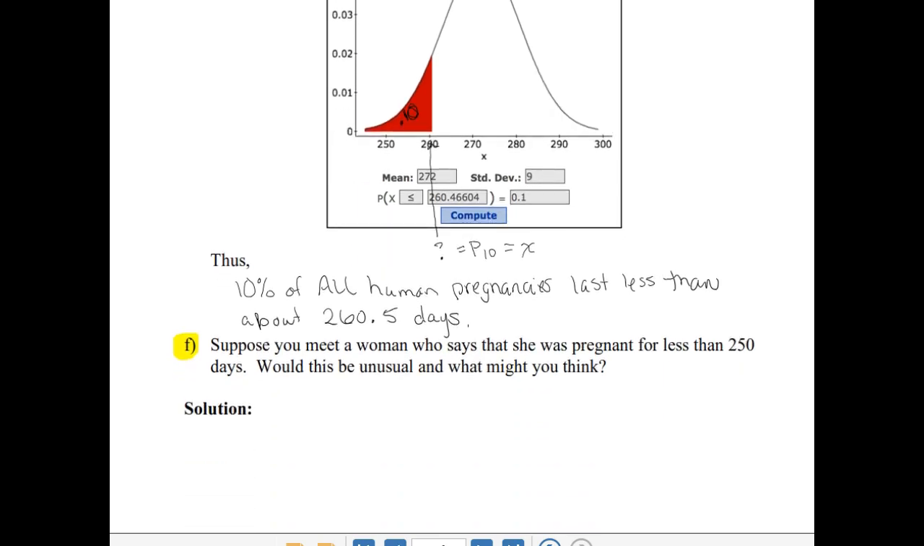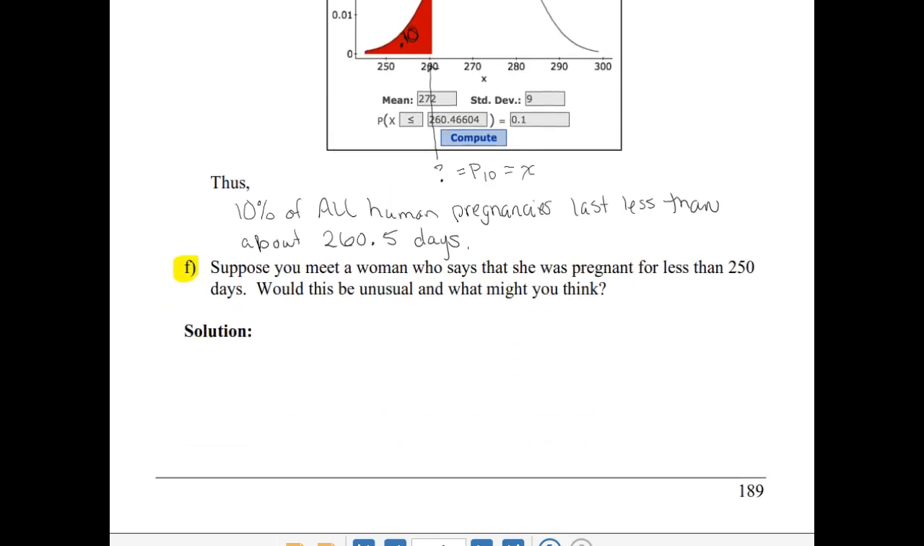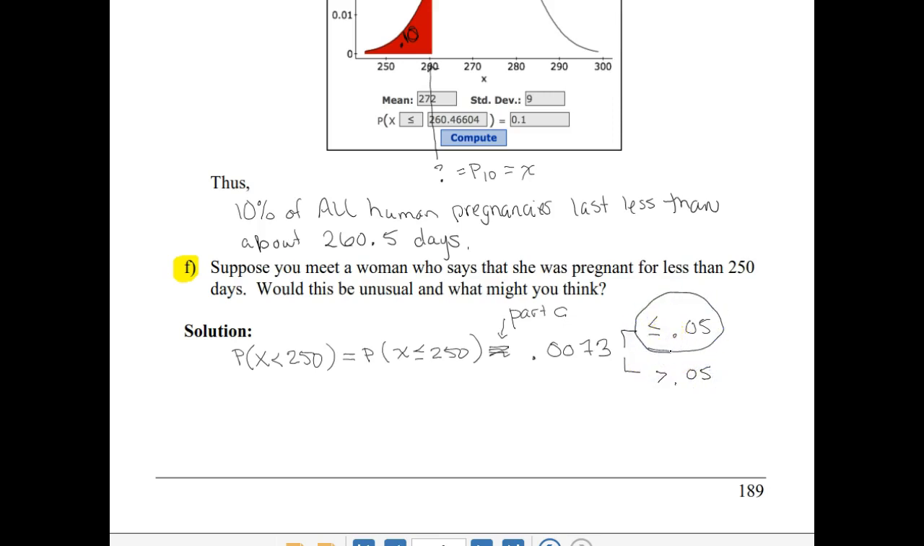Suppose you meet a woman who says that she was pregnant for less than 250 days. Would this be unusual, and what might you think? We would want the probability that x is less than 250 days, which for continuous random variables is also the probability that x is less than or equal to 250 days. Back in part C we computed that probability and got about 0.0073. Whether something is unusual or not, we're checking whether it is less than or equal to 0.05 or greater than 0.05. And that probability is definitely less than or equal to 5%.